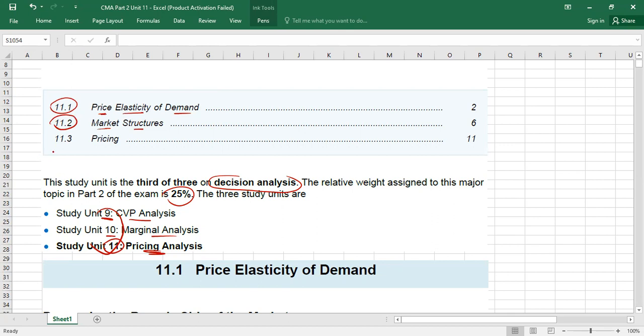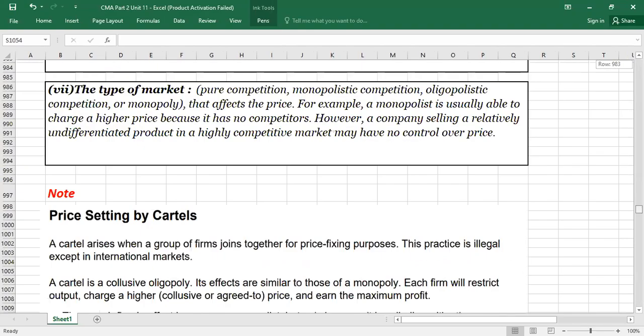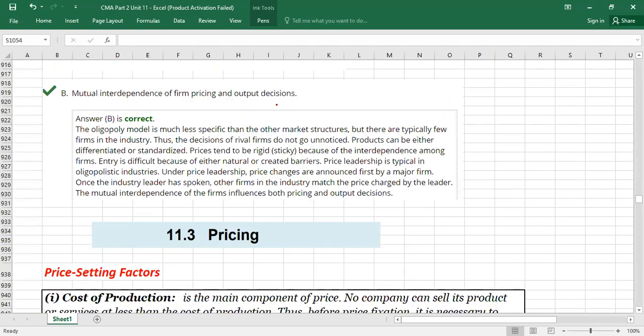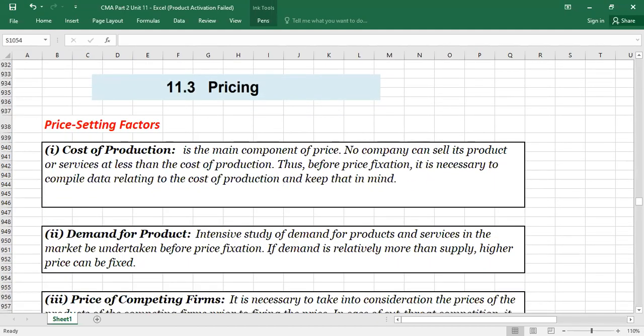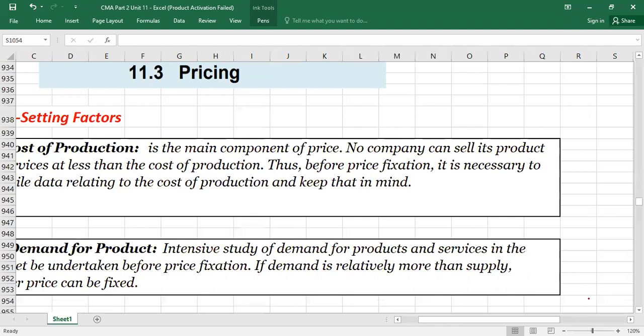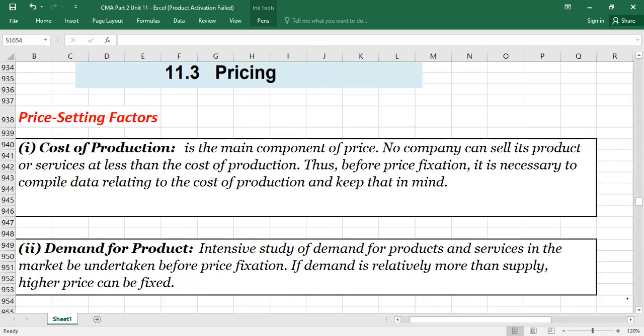So that is already covered. So today we are going to talk about 11.3, which is about pricing. So here we go, guys. Pricing. First topic under pricing, we are going to discuss price setting factors.